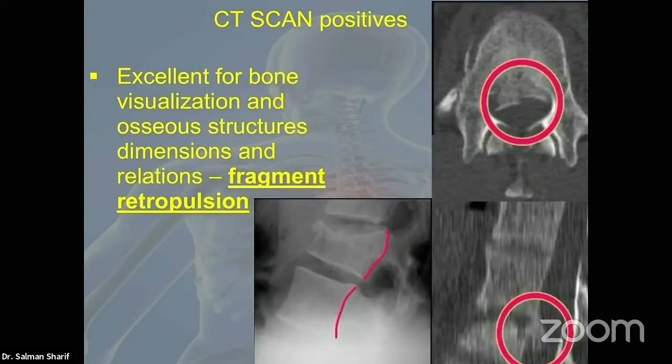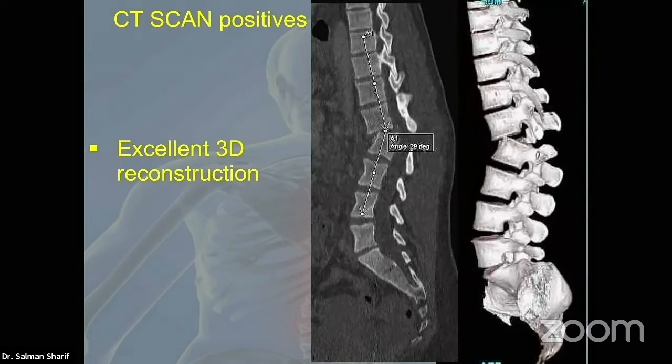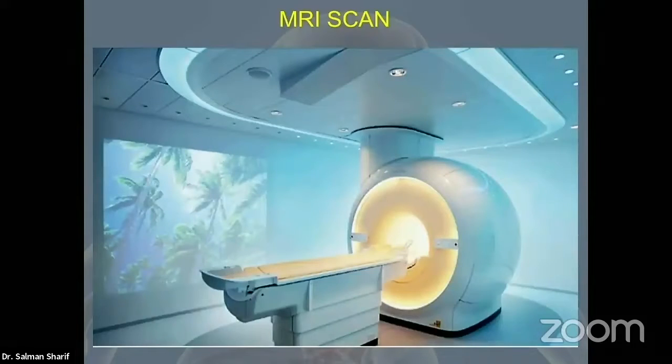A good example of a CT scan showing the dimensions of the canal and retropulsion of a fragment, and that corresponds with the radiograph. Another example shows the CT scan picking up a very subtle fracture line, with excellent 3D reconstruction. Soft tissue acquisition is improved compared to the first CT scans, but is still not perfect. And the MRI scan will help in that direction.